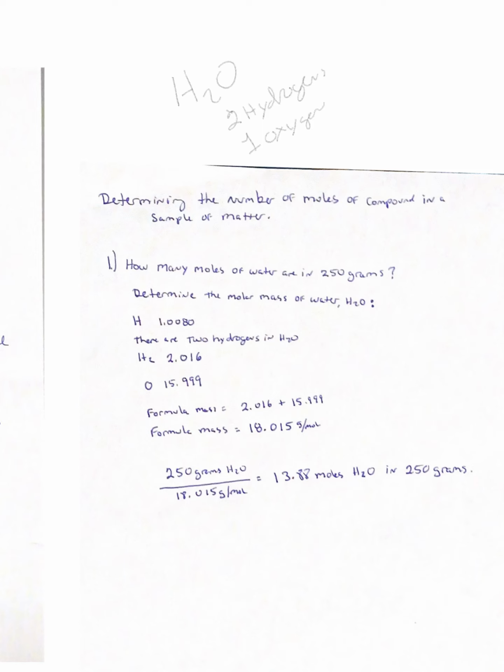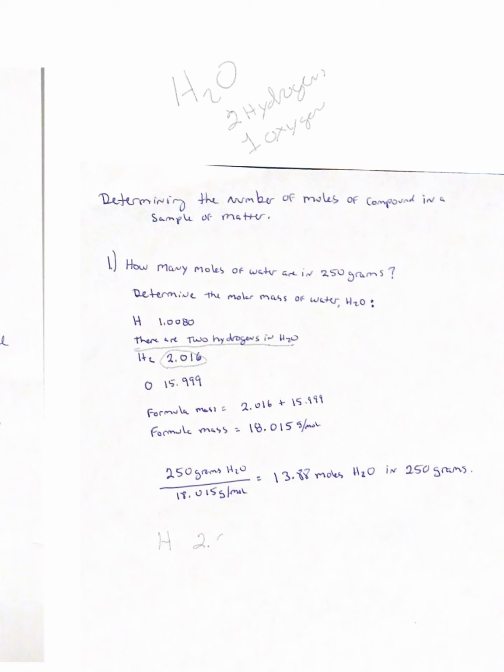If you look on the periodic table, we can determine the mass of the hydrogen first. The atomic mass of hydrogen is 1.0080. There's 2 of them, so we multiply 1.0080 times 2, and we get 2.016. So hydrogen, if you look at the total of it, there's 2 of them, is 2.016. I'm going to write that down here.